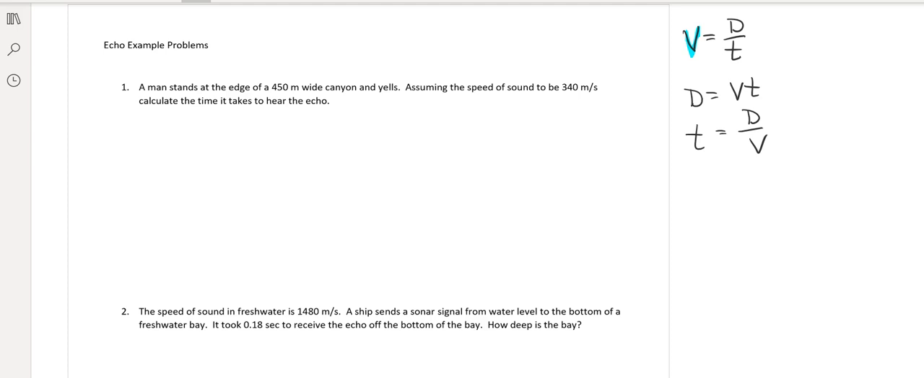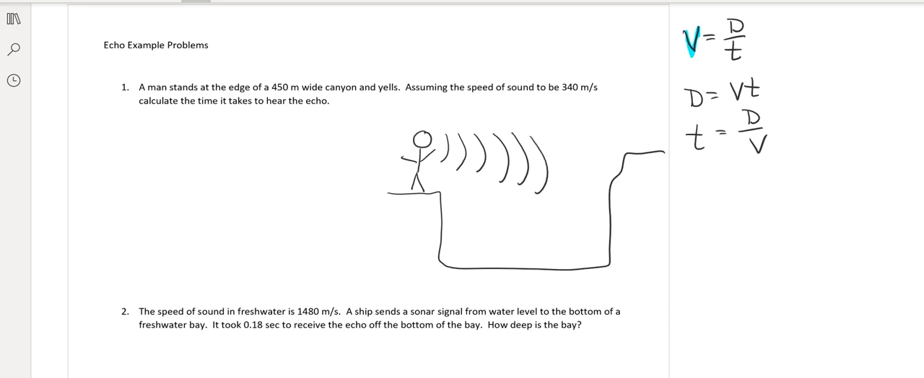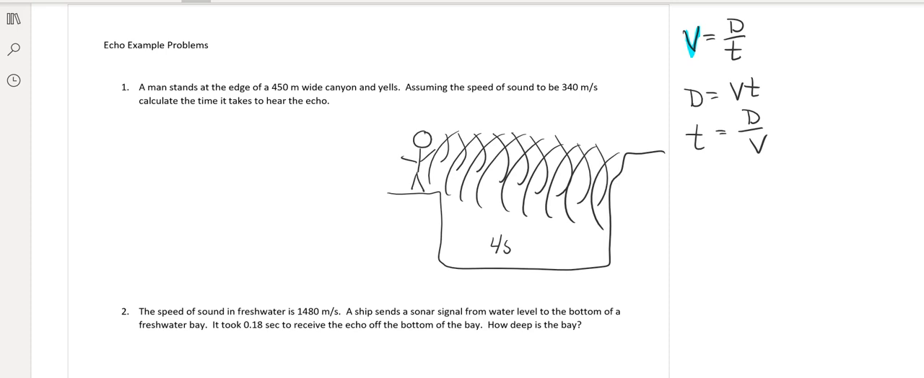So number one: a man stands at the edge of a 450 meter wide canyon and yells. Okay, so I'm going to draw a little picture here. Here's a man, canyon, and he yells. So the sound goes out, and then it bounces off the other side and comes back. Now, in this particular one, it's 450 meters wide.